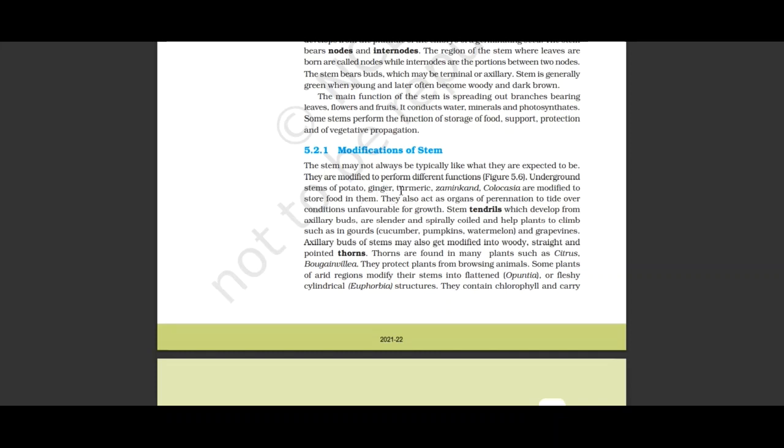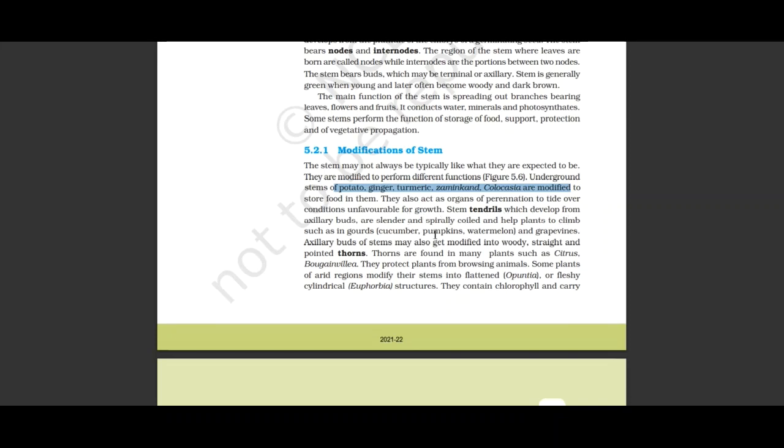Underground stems of potato, ginger, turmeric, zamikand, colocasia are modified to store food in them. You have to remember the examples. They also act as organs of perennation to tide over the conditions unfavorable for growth.